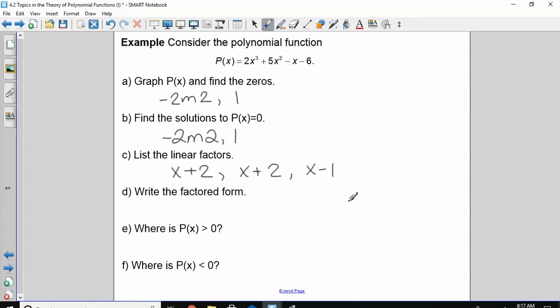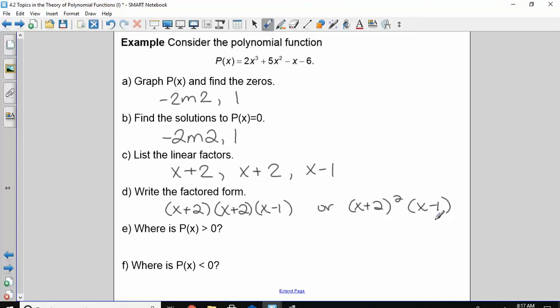On the Math Excel, you're going to have 1 or 2 problems exactly like this. So if you're jotting this down, you'll know exactly what you're doing on those problems. Write the factored form. That's just writing the factors multiplied together. So an x plus 2, you can write it twice if you want, or you could write it as x plus 2 squared, since it shows up twice. Either way is fine. So C just wanted us to list the factors. D, we're writing the actual factor form, so we multiply them together.